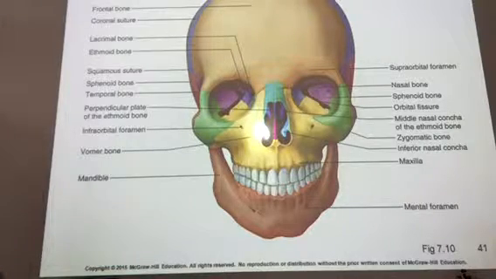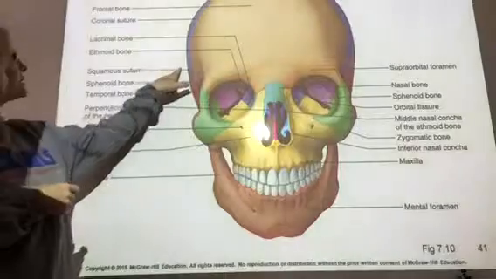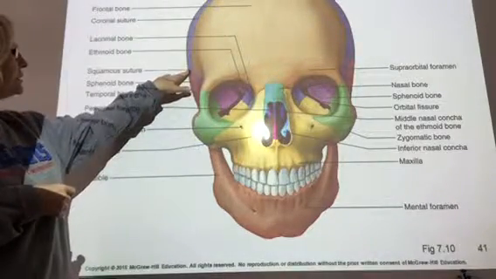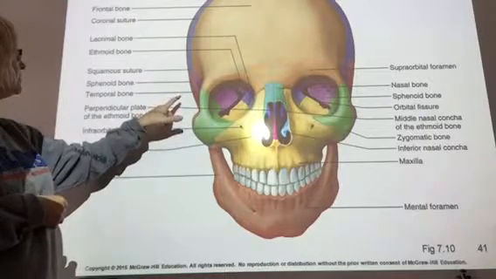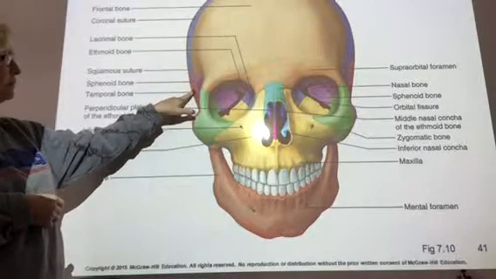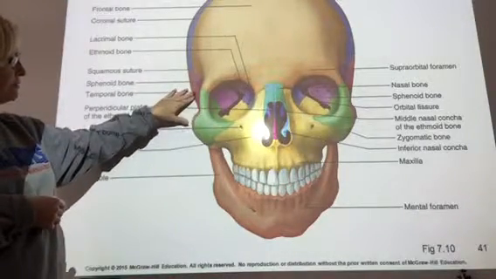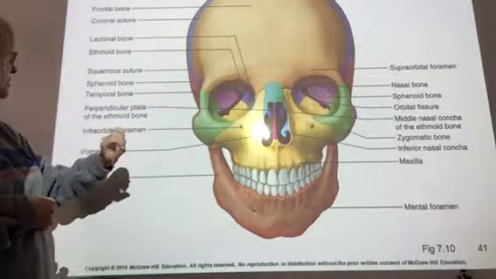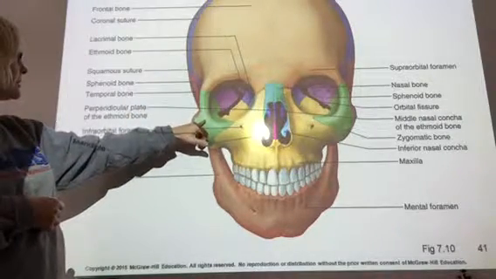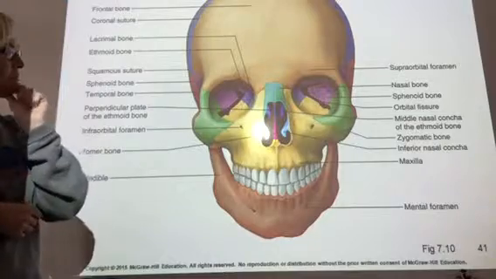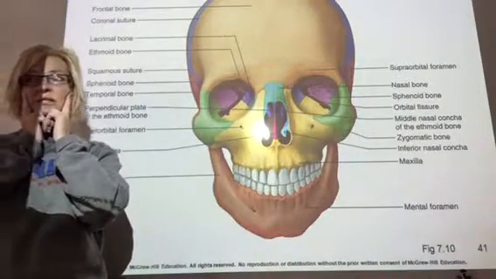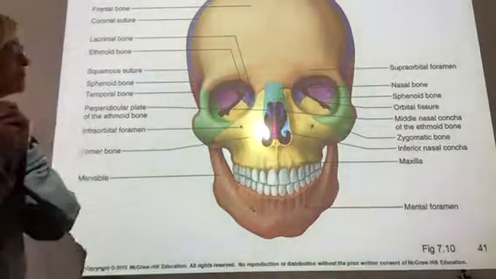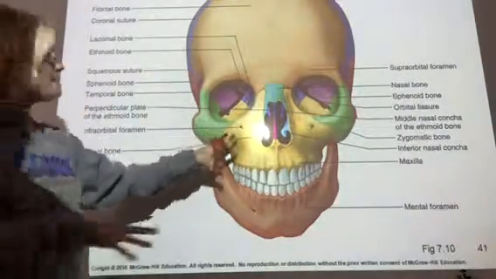If I keep looking here, some important ones that you'll want to know. Squamous suture, we'll look at that. That's going to separate your parietal bone from your temporal bone. So temporal bone, you'll be responsible for knowing. Zygomatic bone, you'll be responsible for knowing. Zygomatic deals with cheeks. So your zygomatic bone is going to deal with cheeks.